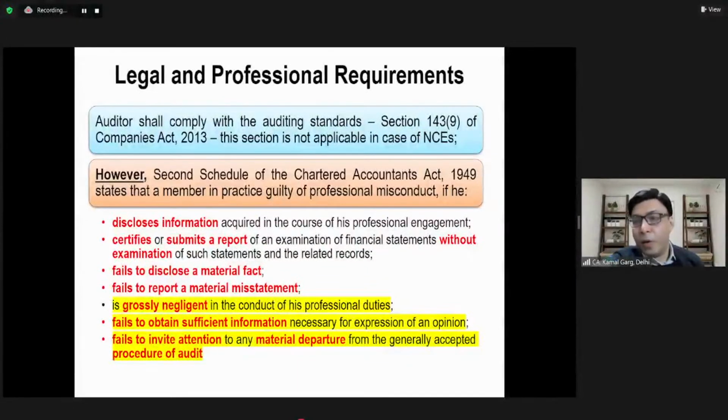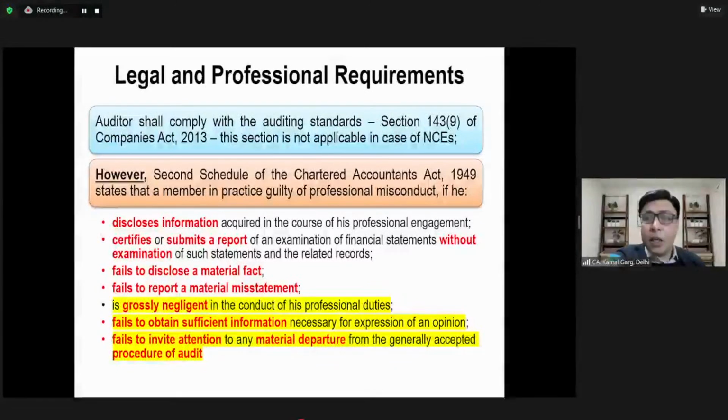So it cannot be applied to partnership firms. Question arises, if you are the auditor of a partnership firm, or a cooperative society, or a proprietorship firm, or HUF, or LLP, whether Section 143(9) is applicable? Answer is no. So does it mean that there is no need to comply with the auditing standards? Answer again is no. If you are the auditor of a company, you are duty bound to comply with auditing standards by virtue of Section 143(9). And if this section is contravened, you will be penalized under the Companies Act itself.